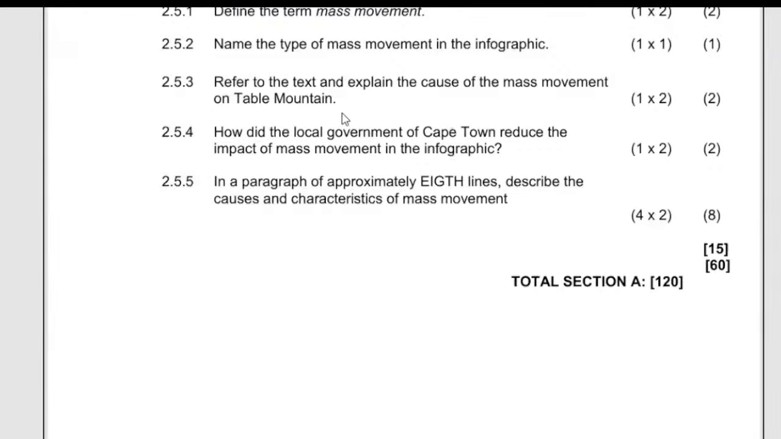So our answer is rockfalls. Right. Then it says number 253.